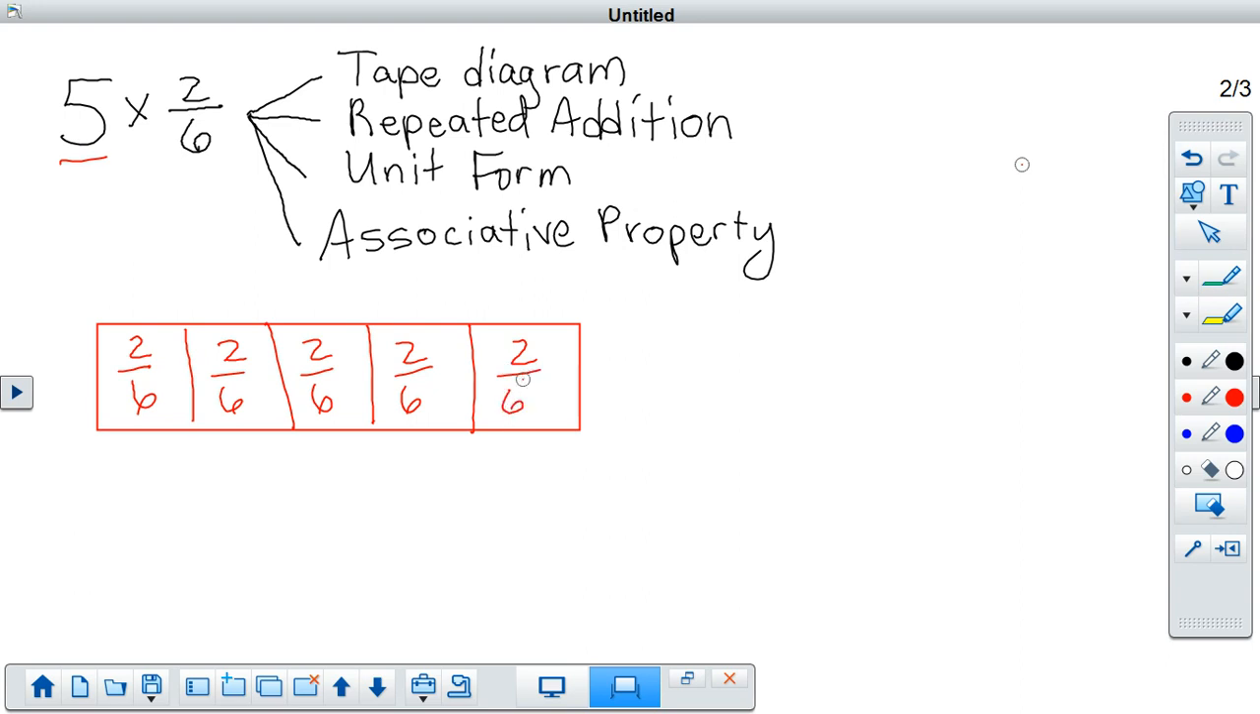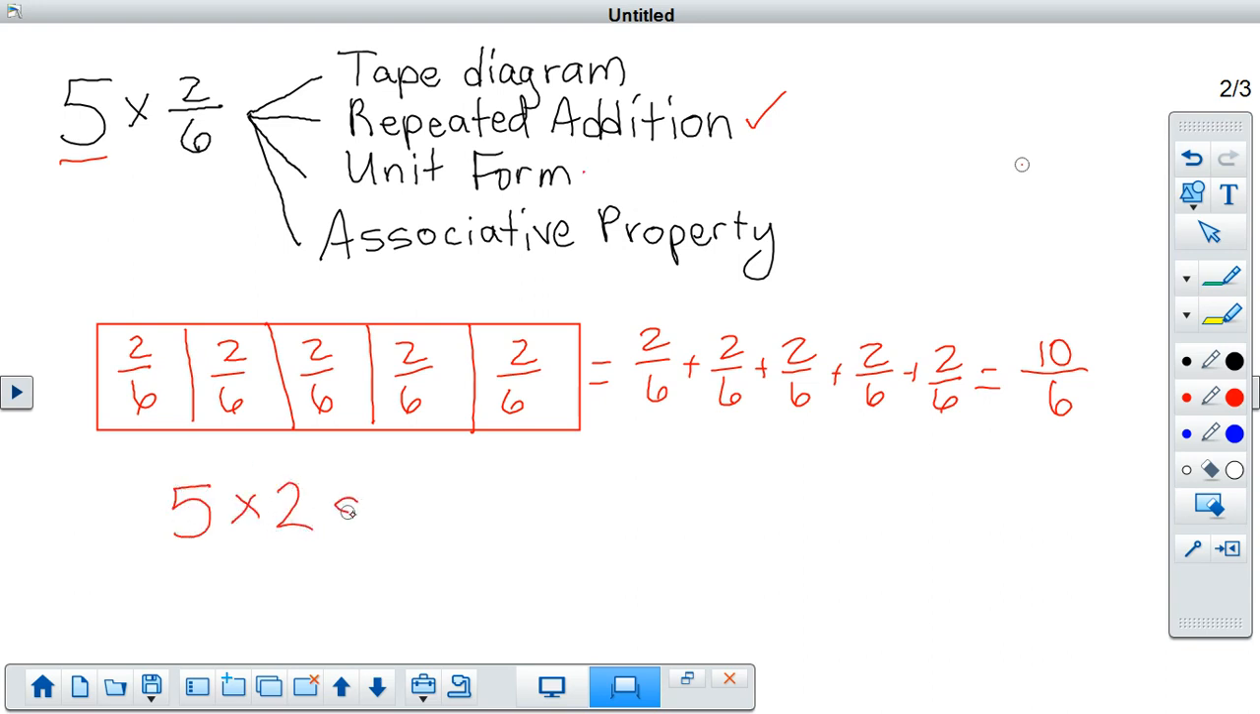Now this doesn't exactly give me the answer, but I can then associate it with the repeated addition: 2/6 plus 2/6 plus 2/6 plus 2/6 plus 2/6. Still, I would add 2, 4, 6, 8, 10 to equal 10/6. I could also use my unit form and think of this as 5 groups of 2/6. I know that 5 times 2 is 10, and so it is 10/6.